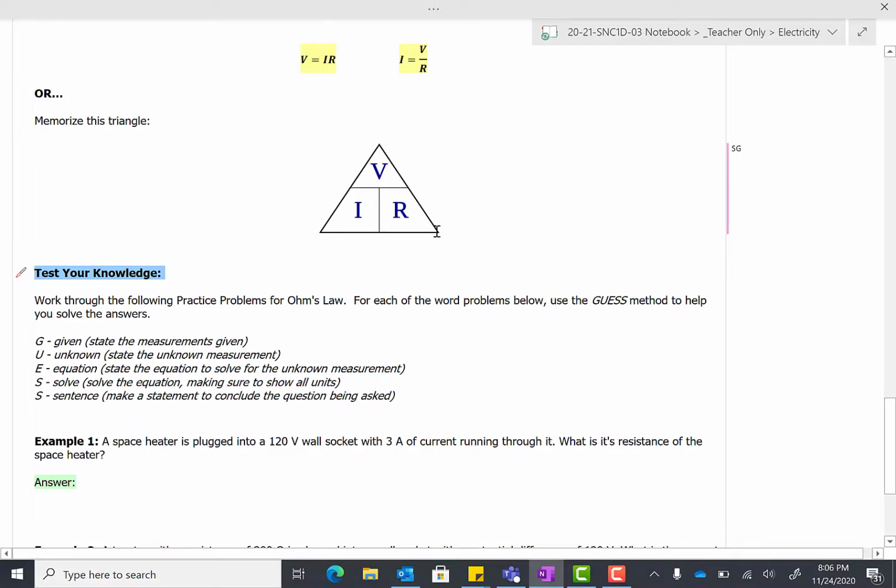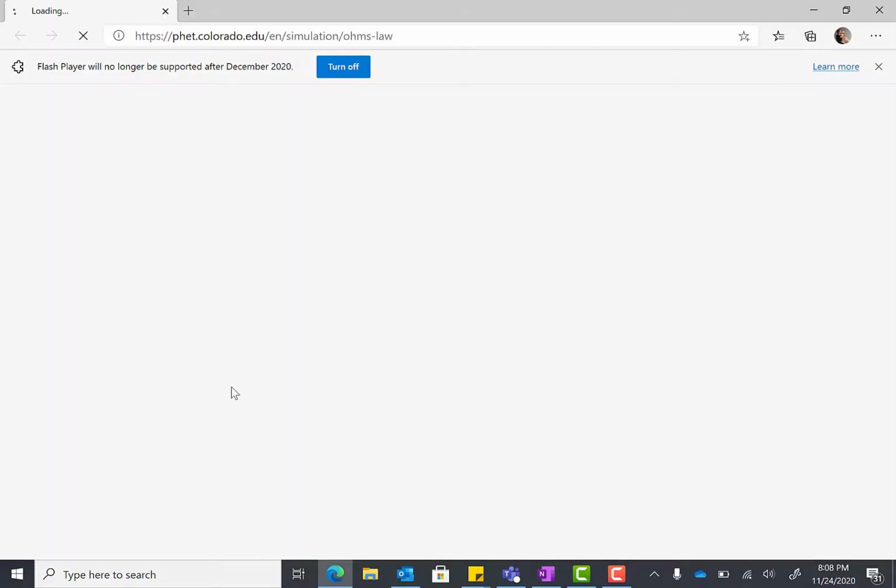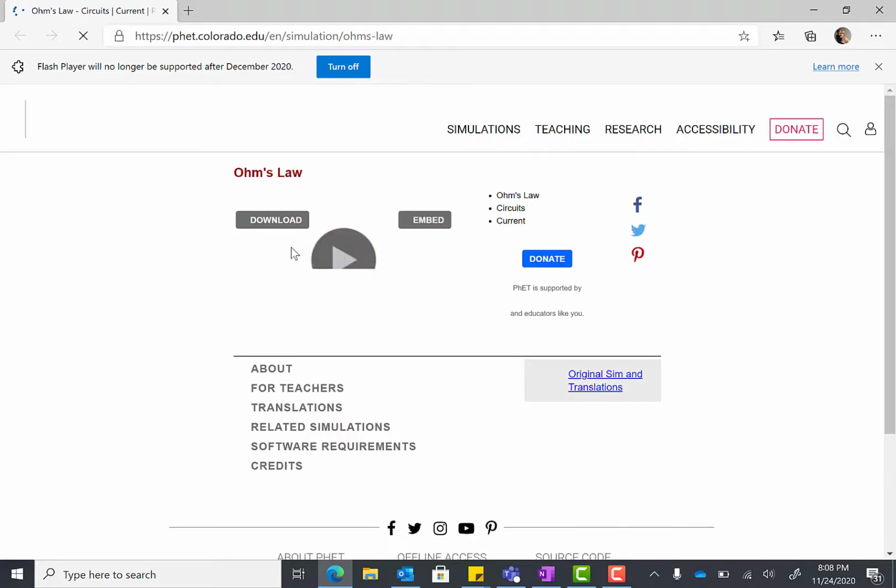Be able to use these kind of triangles. This is what you would get on a test as your formula. Before we get into calculations, I'll just click on this PhET simulation. That'll help us get a visual of what this actually looks like when we set up a circuit.